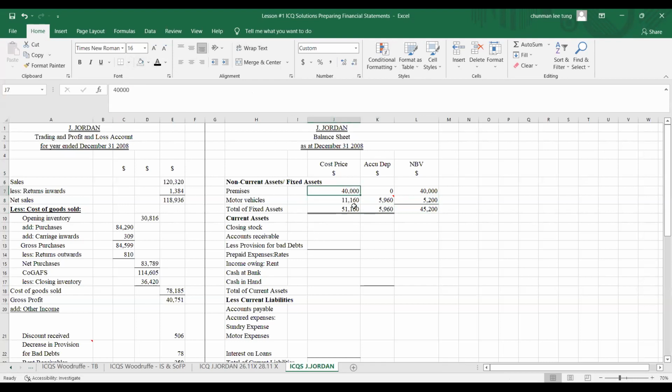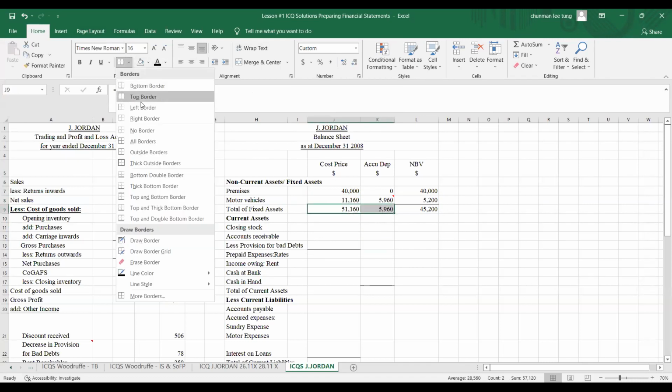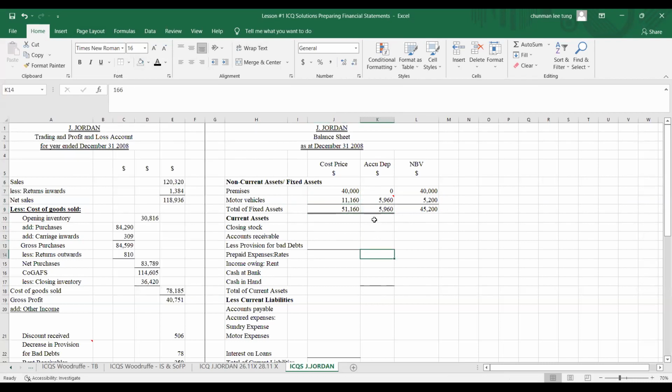So we add 40,000 and 11,160, we get 51,160. We are adding, let me see if I can draw some lines here. Right? 5960 plus 0, 5960. 40,000 plus the 5,200 will give us 45,200. This is our total of fixed assets, which I saw you all had in the chat. Very good for those who got that figure. Very simple. We are moving on.